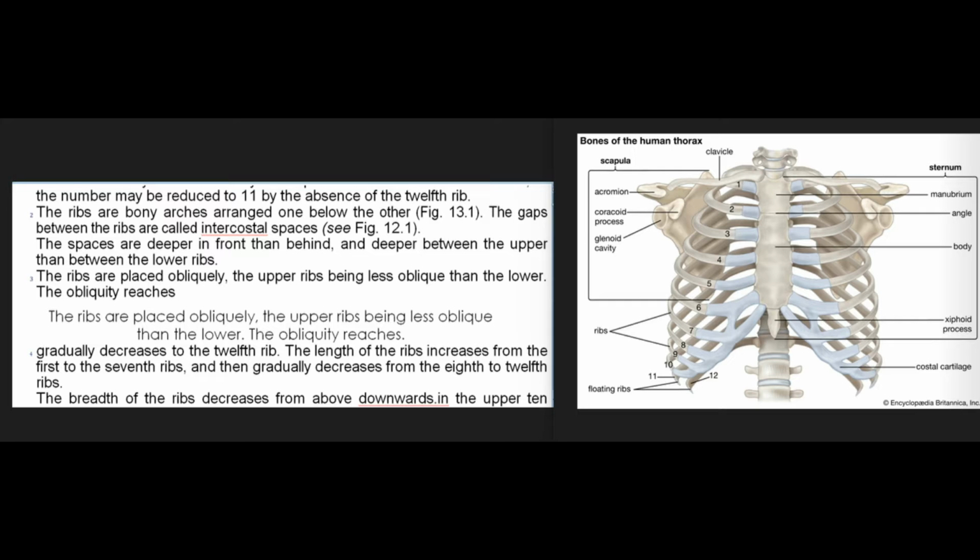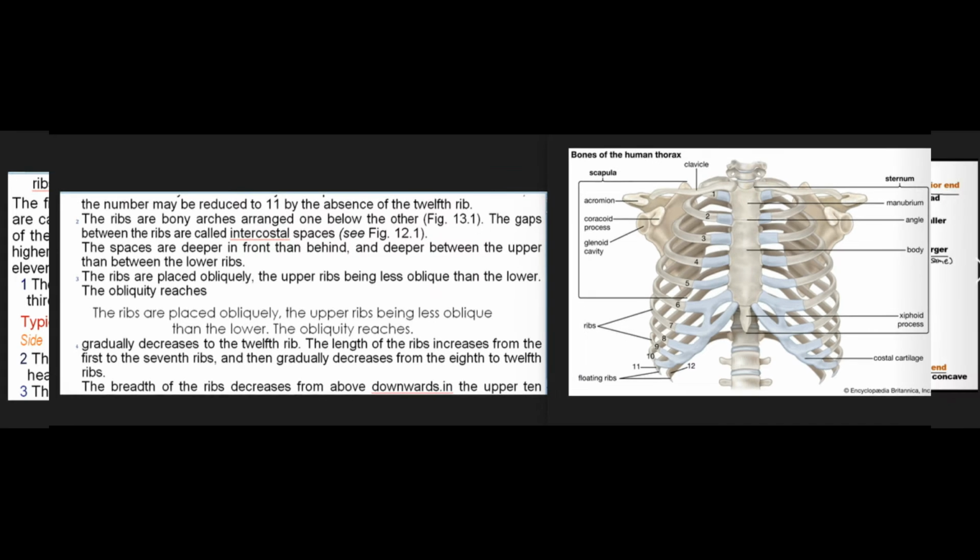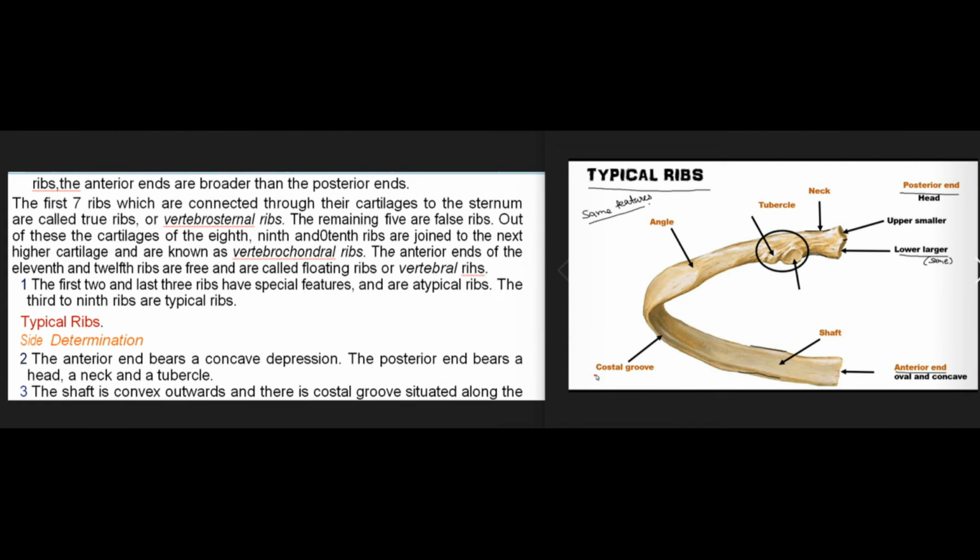The obliquity gradually decreases to the 12th rib. 4. The length of the ribs increases from the 1st to the 7th ribs, and then gradually decreases from the 8th to 12th ribs. The breadth of the ribs decreases from above downwards. In the upper 10 ribs the anterior ends are broader than the posterior ends.